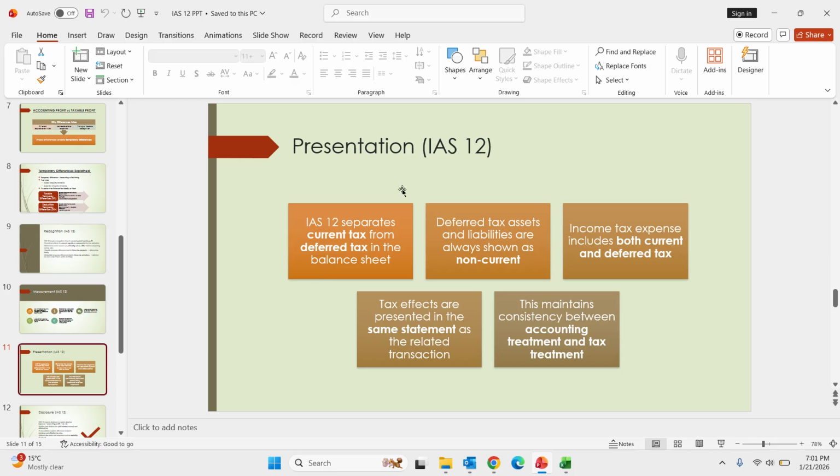How are taxes presented in financial statements? IAS 12 separates current tax from deferred tax in the balance sheet. Current tax balances are presented as current assets or liabilities, whereas deferred tax balances are always presented as non-current assets or liabilities. On the contrary, in the statement of profit or loss, tax expense includes both current tax and deferred tax.